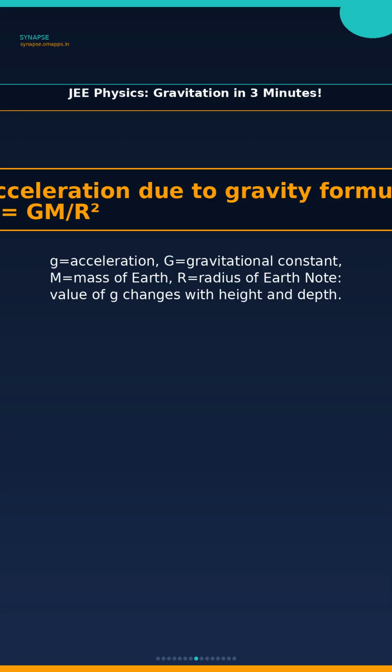Here's the formula for calculating g. g equals GM divided by r squared. G is the gravitational constant, M is the mass of the Earth, and r is the radius of the Earth. Remember this formula, it's super useful for solving problems.